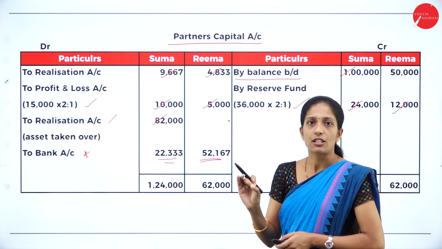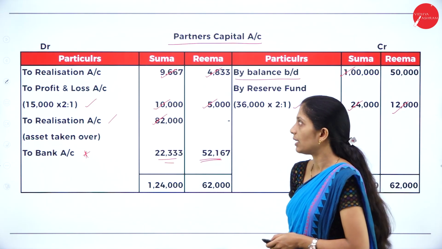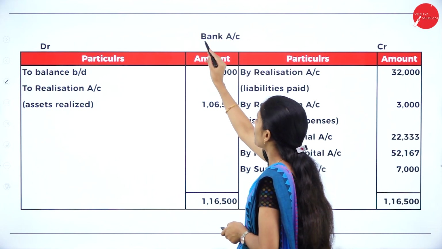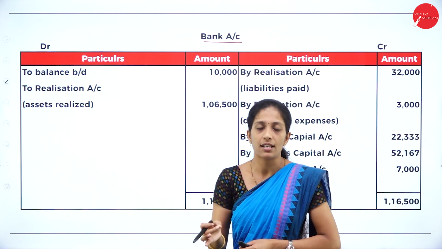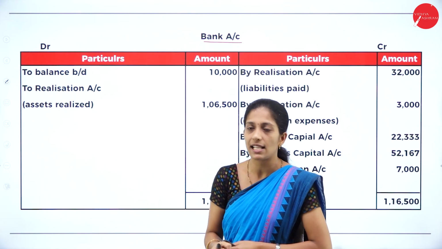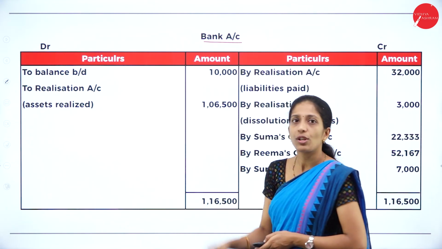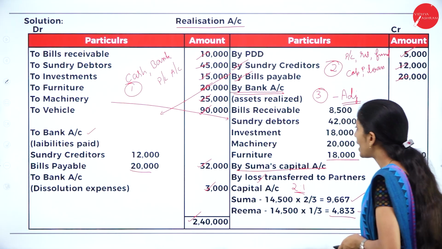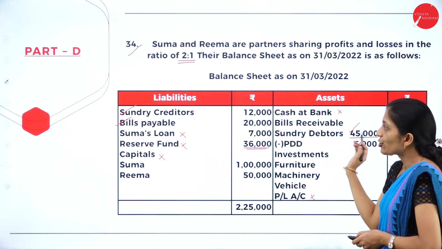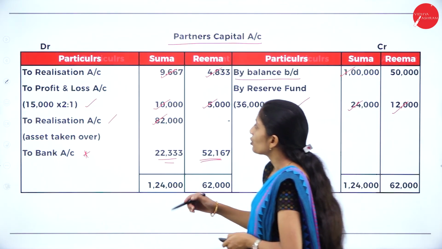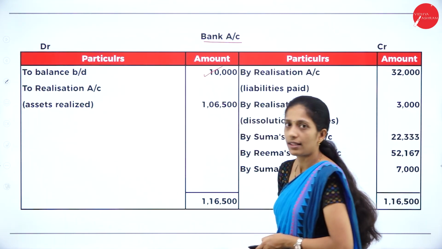Each and every partner's column has to be balanced separately. Next, we will prepare the bank account. Once you are familiar with the realization account and partners' capital account, your bank account is very easy. First we will bring down the balance. See the balance sheet: we have cash at bank 10,000. The same amount you will record as to balance brought down 10,000.